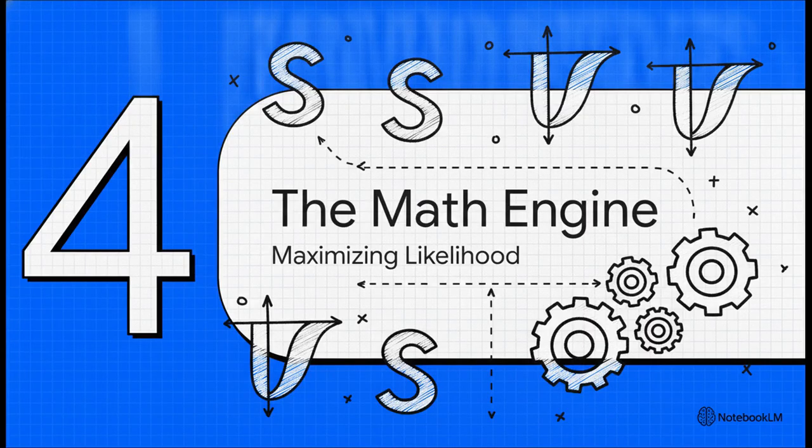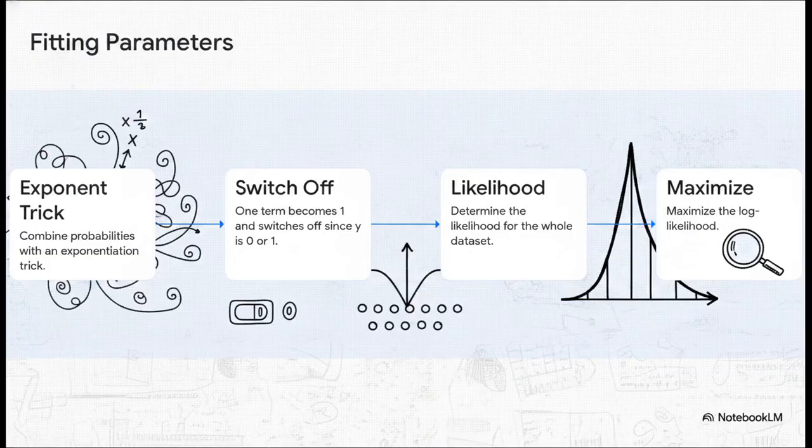All right, Section 4. The math engine and maximizing likelihood. So, to fit the parameters for our model, we have to calculate the probability of our labels being correct. But because y can only be 0 or 1, we actually end up with two separate probability equations that complement each other. Step 1 shows us this incredibly nifty exponentiation trick to combine them.